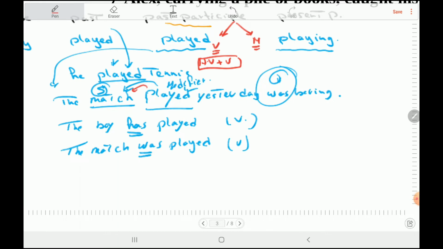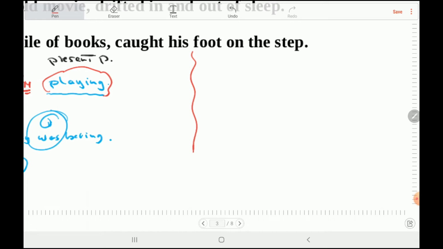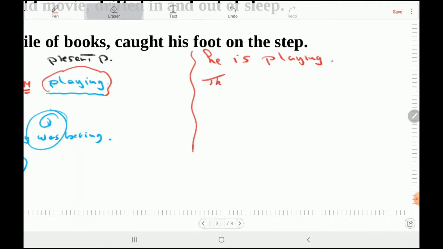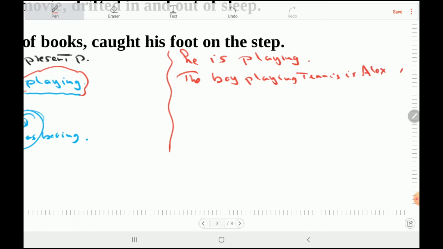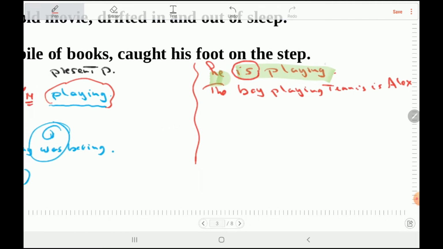Okay, done. Good. Now let's come to playing. Look at two examples: he is playing, and the boy playing tennis is Alex. Can you notice the difference? I said here he is playing. So is playing here a verb or a modifier? A verb. Why? We have a helping verb here. So when you have a helping verb, it is a verb.